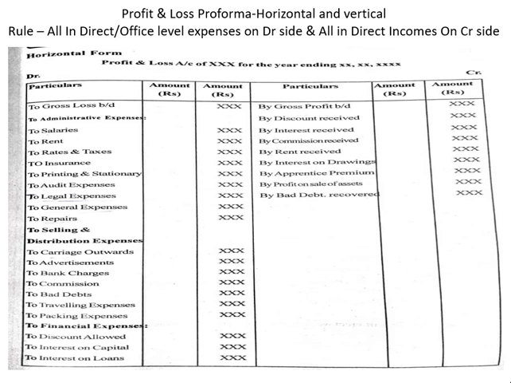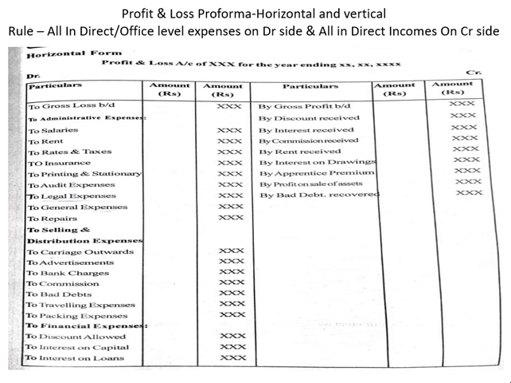First write like this: to administrative expenses, that is to salaries, to rent, to rates and taxes. This also falls under administrative expenses. To insurance, administrative expenses. To printing and stationery, administrative. To audit expenses, administrative expense. To legal expenses, to general expenses, to repairs. These all fall under administrative expenses, that is indirect level of expense.